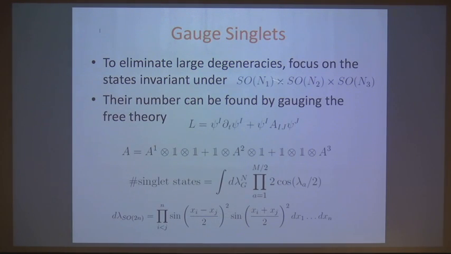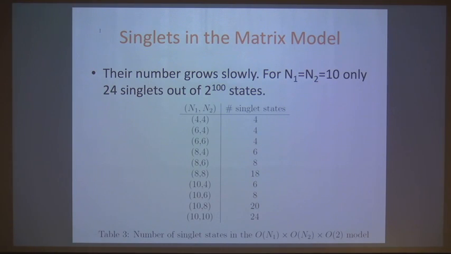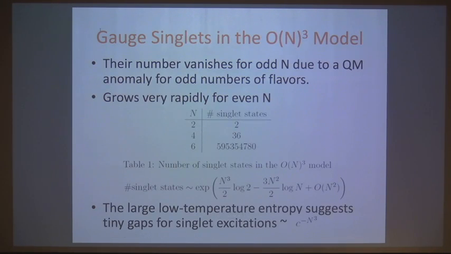So we developed techniques to calculate the number of gauge singlets just by gauging the free theory and then doing the integral over the gauge group. And this is just a standard technique, a kind of index calculation. And this is what it gives us. For the matrix model, the number of gauge singlets grows very slowly. Even for the case where it's O10 cross O10 cross O2, 2 to the 100 total states, right? Only 24 gauge singlets. Okay, but now you see that the matrix model is not enough.